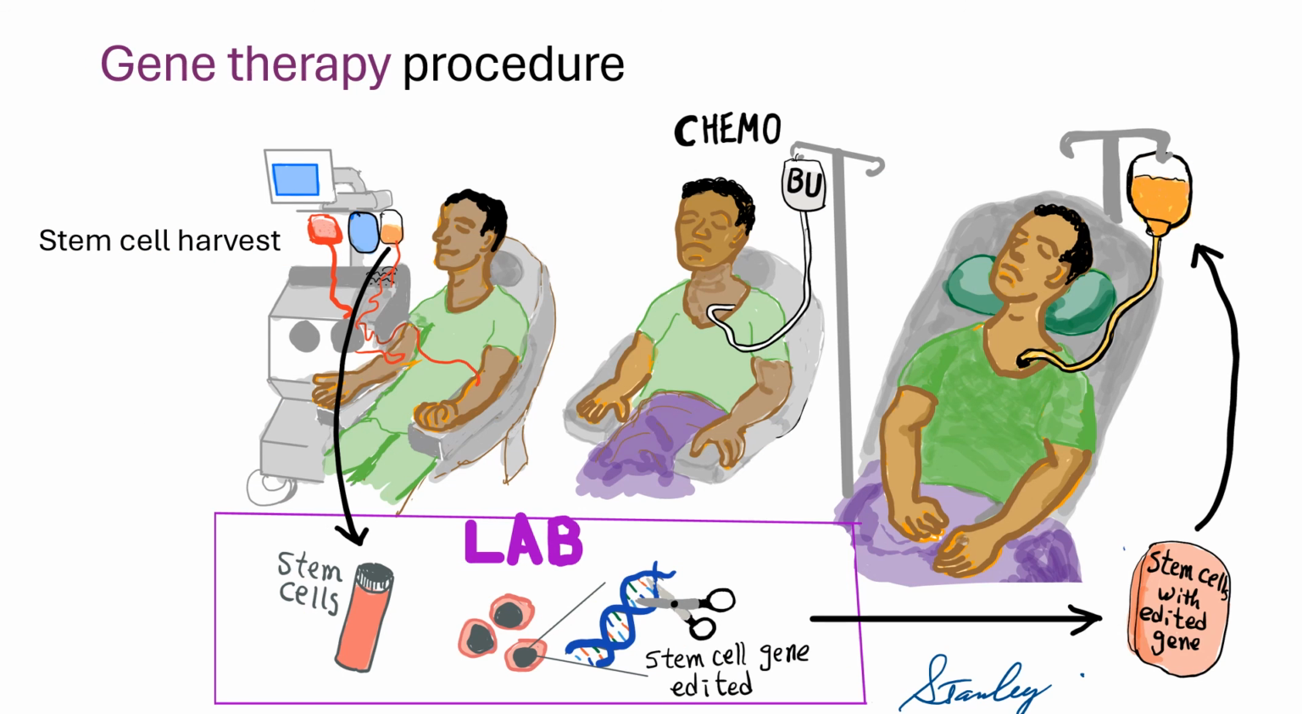How do patients have gene therapy? It's kind of similar to autologous stem cell transplantation. Patients have a stem cell harvest, and these stem cells are sent to the laboratory where the stem cell genes are edited. And then patients have chemotherapy, usually using IV busulfan, to wipe out the hemoglobin S hematopoietic stem cells. Then these stem cells with the edited genes are infused back to the patient. And it takes about 4 to 6 months to complete all this process.